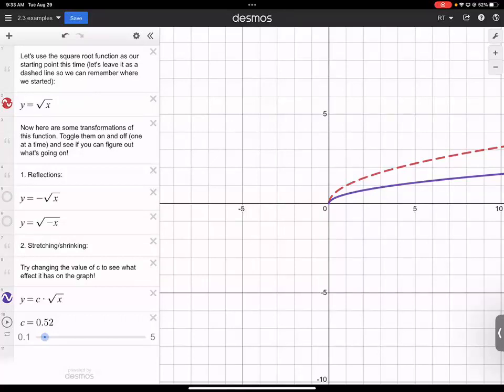Okay, so addition and subtraction move things around. Multiplication can flip, or it can stretch and shrink. And that's everything. You can think of it all consistently as things happening inside affect things left and right because they change the x values. Things happening outside affect things up and down because they change the y values.